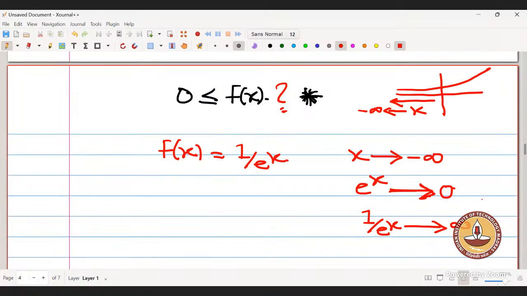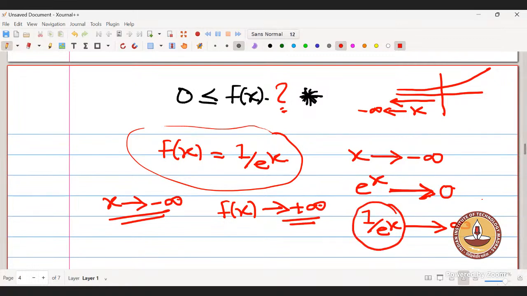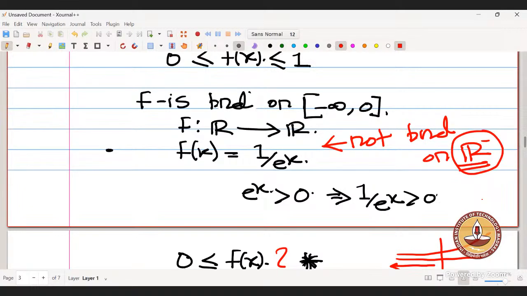So for this function, when x is going towards minus infinity, f of x will go towards plus infinity. Not zero. Just now I said, 1 by e power x is my function, not the other one. So this function has no upper bound, right? That means this function is not bounded. Not bounded on R. That is really important because I am considering this function from R to R.